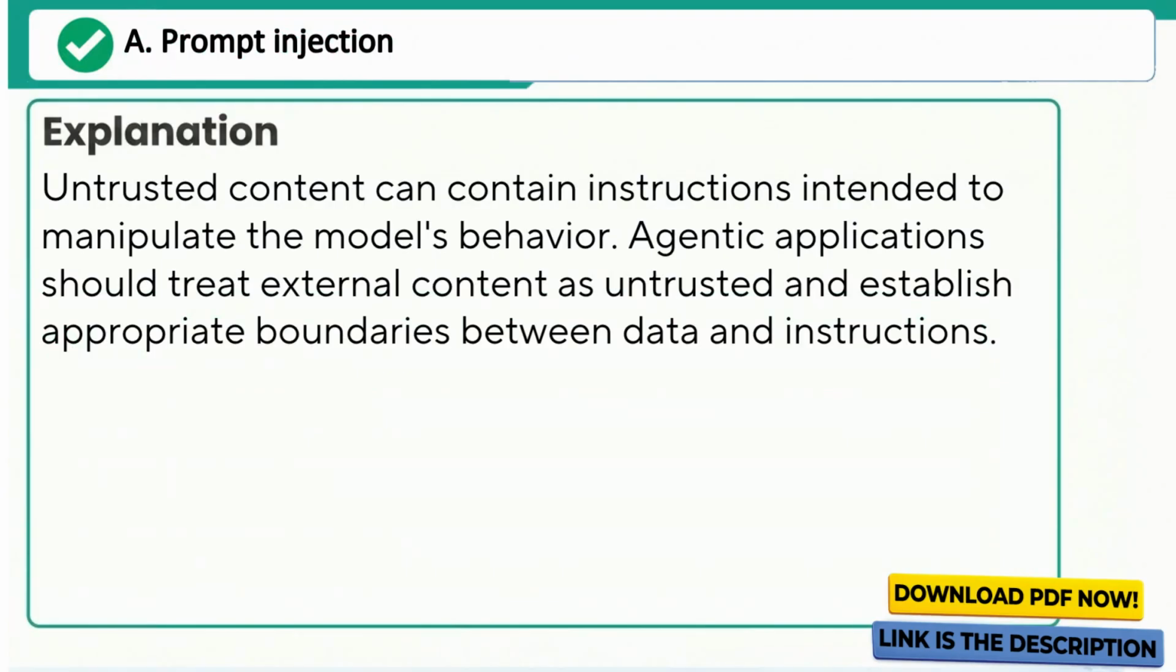Explanation: untrusted content can contain instructions intended to manipulate the model's behavior. Agentic applications should treat external content as untrusted and establish appropriate boundaries between data and instructions.